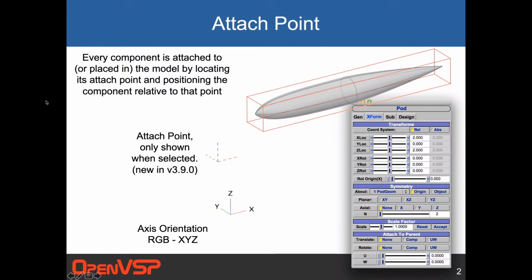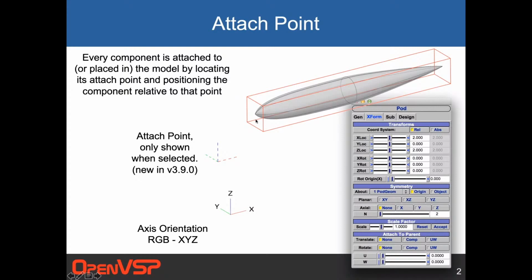So without further ado, each component in OpenVSP is placed in the world based on its attachment point. And so what you'll see when you add a component, there's the global orientation shown down in the corner. Anytime we show one of these orientation triads, we use the colors red, green, blue to represent X, Y, Z in that order. So even though it's not labeled, this dash triad, you see red, green, blue, you know that's the X, Y, Z location.